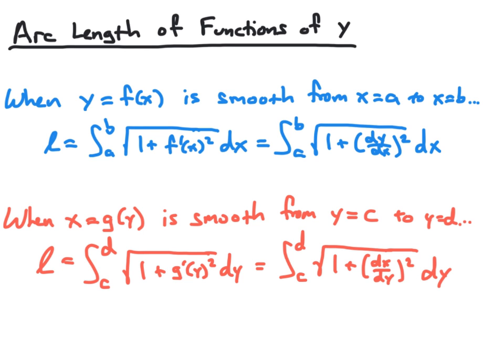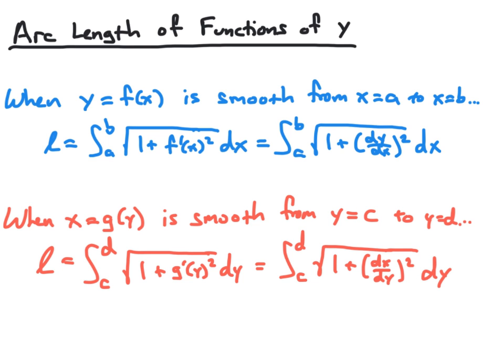We can represent the derivative of g in two different ways. We can think of it in prime notation using g prime of y, or we can think of it in rate of change notation and have the expression dx over dy. Again, these are both the same integral, just using different derivative notations.